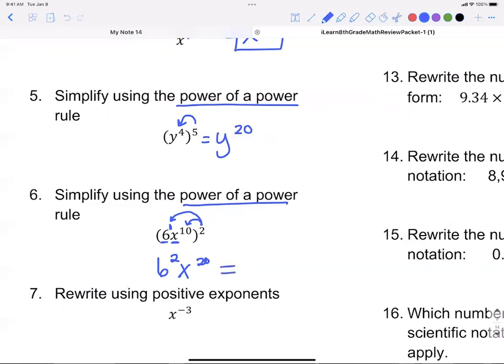All right, the last step here is to simplify this just a hair more. 6 squared, which means 6 times 6, is 36, x to the 20, and that is your final simplified answer.